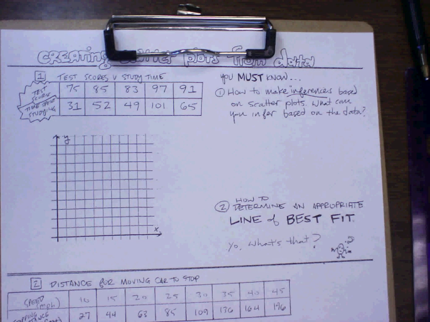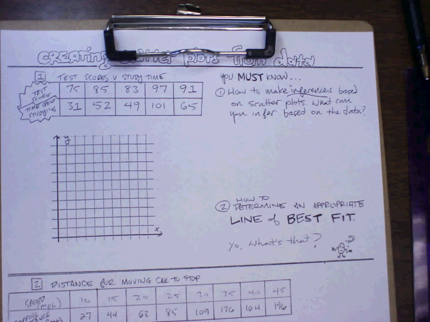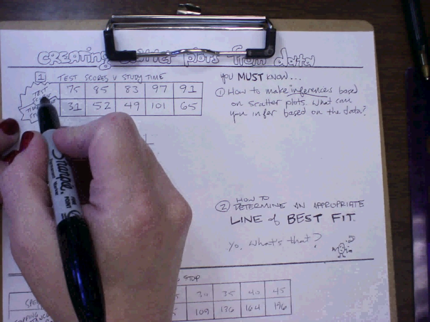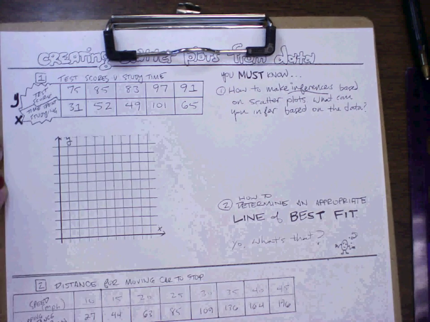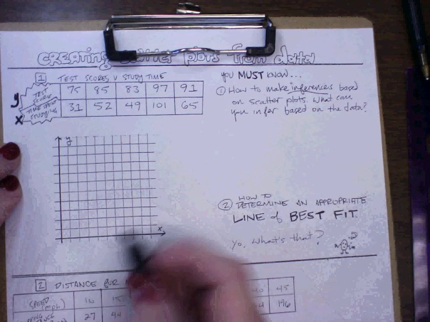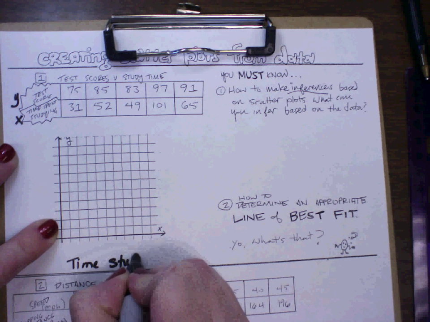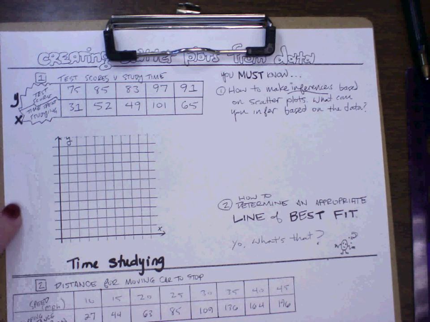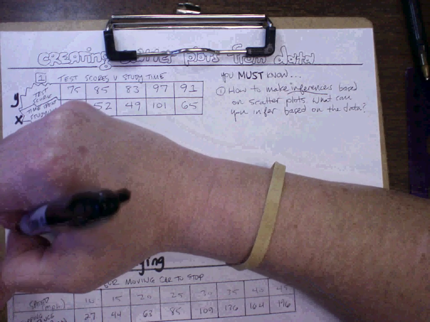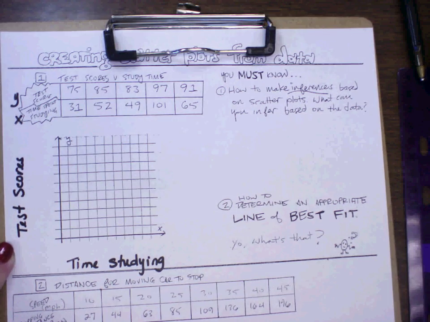All right, test scores and time spent studying. What's your X and what's your Y? The X is your test scores? What depends on what? The test depends on the? All right, so which means bottom is your X, top is your Y. So what do I have on X? Time studying. Stop talking. And what do I have on Y? Test scores, right?